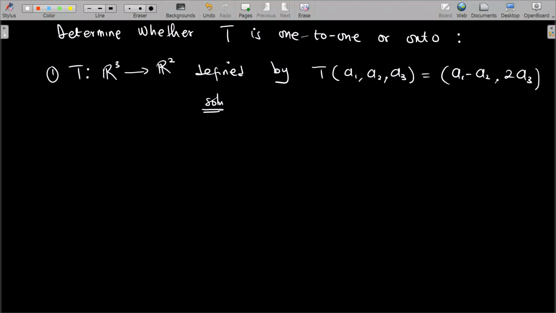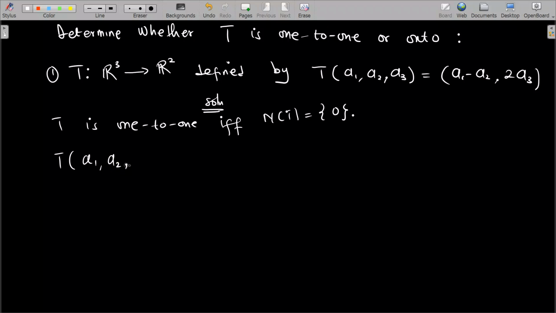Now, using this theorem, T is one-to-one if and only if the null space of T is equal to the zero vector. So what I want to do is to find the null space of T. The null space of T is the set of vectors of the form a1, a2, a3 such that T of the vector gives me the zero vector, 0, 0, because this is from R3 to R2, so it will give me the zero vector in R2.